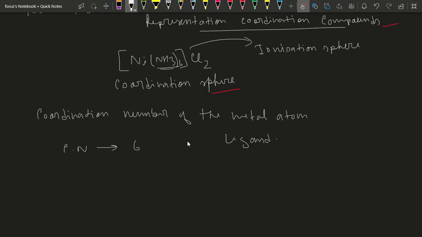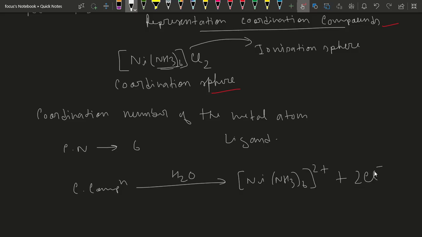When we dissolve this coordination compound in water, it will dissociate into [Ni(NH3)6]2+ and 2Cl- ions. So after dissolving in water, it breaks into two parts, according to the primary valency, and all the entities inside this coordination sphere remain intact.